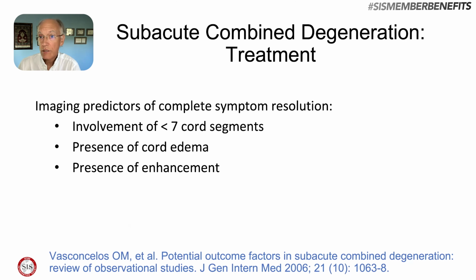Imaging predictors of complete symptom resolution were involvement of less than 7 cord segments, and interestingly, the presence of cord edema or presence of enhancement, which would suggest we're catching this early in the subacute inflammatory state before we've moved on to more axonal loss and Wallerian degeneration.